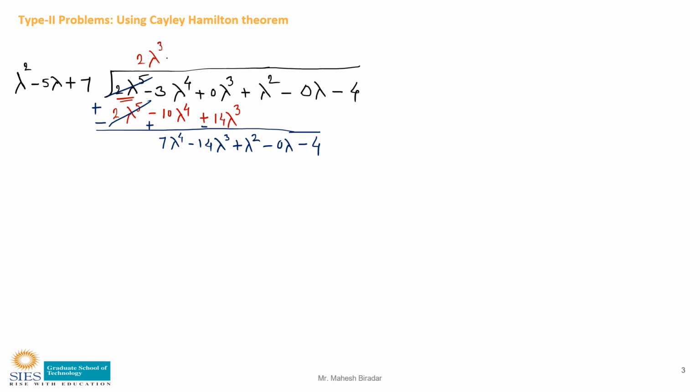Now we need to write in the quotient part 7 lambda square. So this becomes 7 lambda square into lambda square is 7 lambda raised to 4, minus 35 lambda cube, plus 49 lambda square. Again change the sign here. The first term is cancelled.